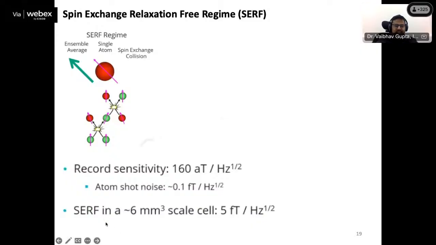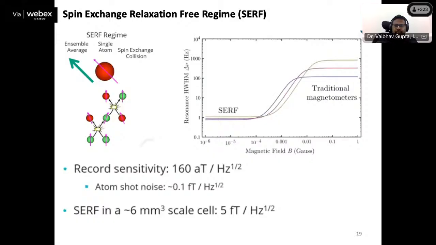That is the SERF in a 6 mm cube. If you take a smaller cell, see, the bigger the cell, the higher the sensitivity. You make the size smaller, with fewer alkali atoms, and you are able to measure with less sensitivity. So in this size, they were able to measure 5 femtotesla per root hertz.